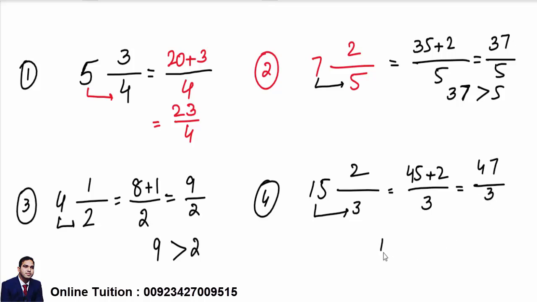Now you can say that 47 is greater than 3. You can see that 47 is greater than 3. 3 is the denominator and 47 is the numerator. The numerator is greater than the denominator. So this is an improper fraction.